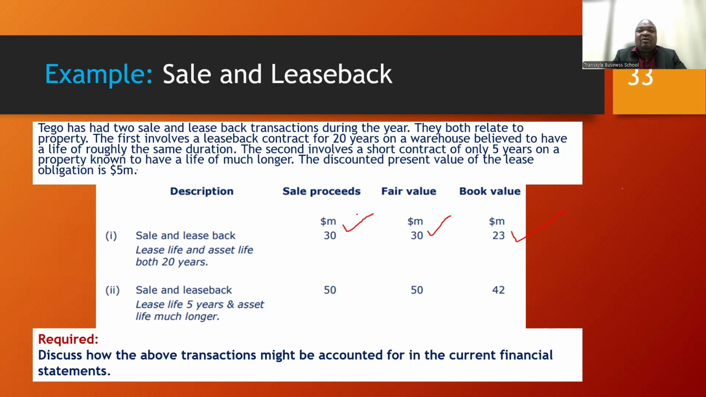When the fair value of the asset is 30 million, the sale proceeds are 30 million. The useful life of the asset is 20 years. The lease life is also 20 years. So he is only paying an obligation of 5 million.